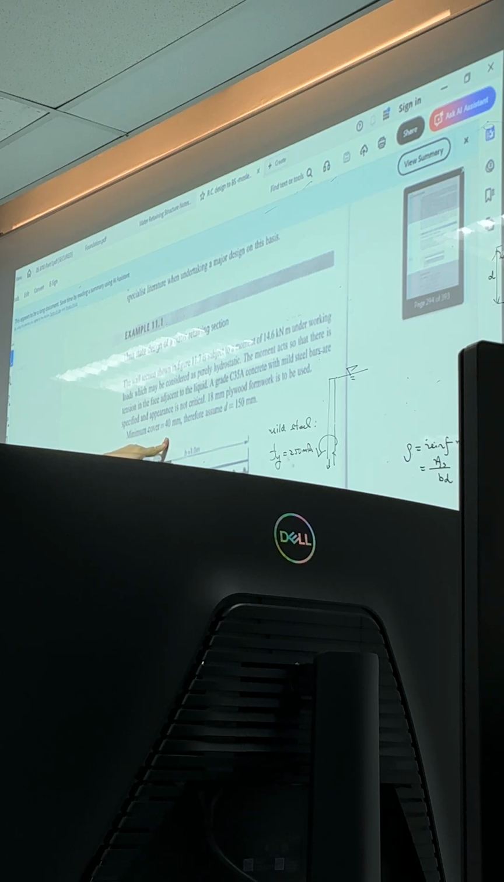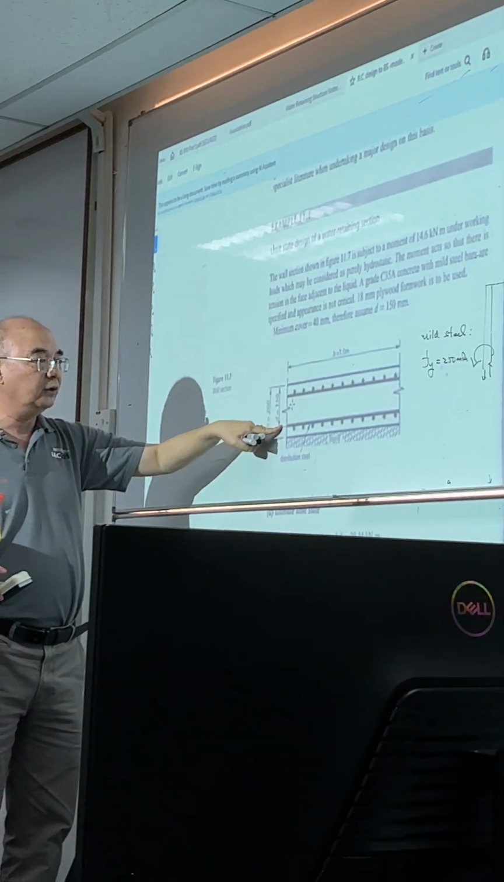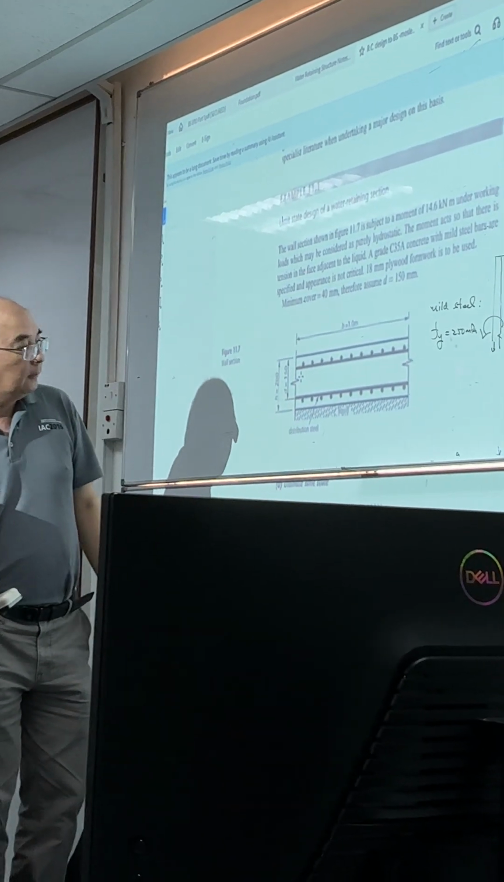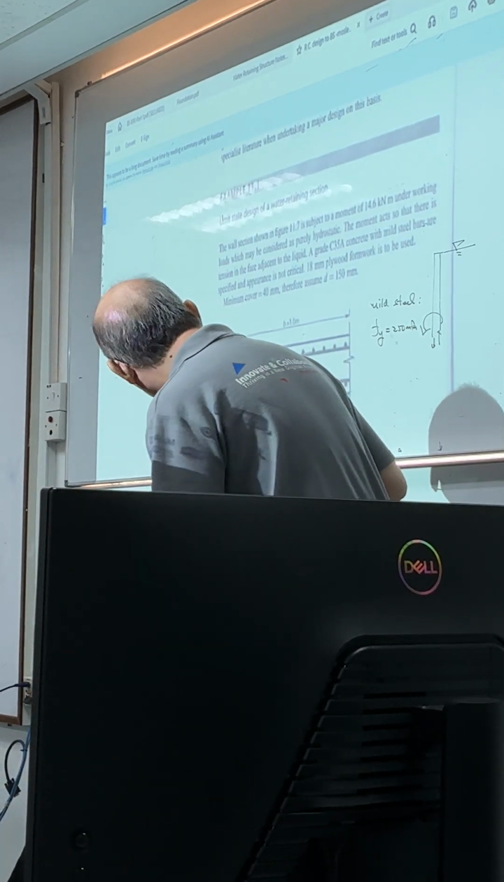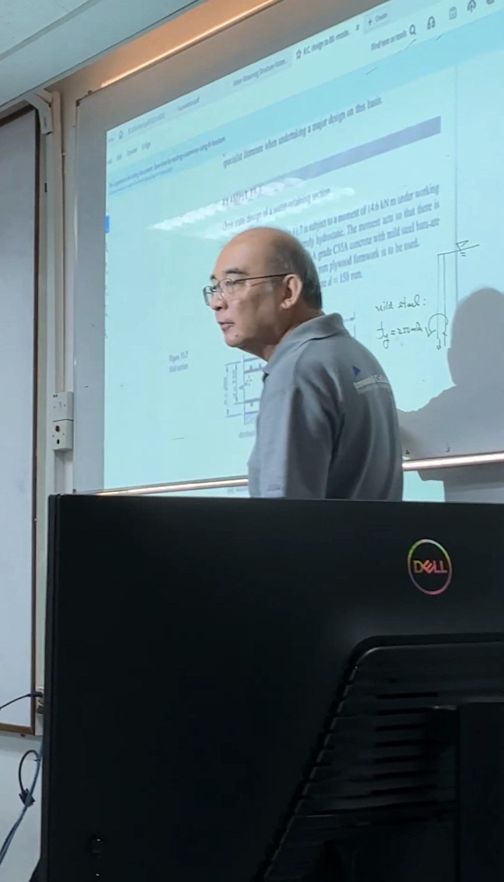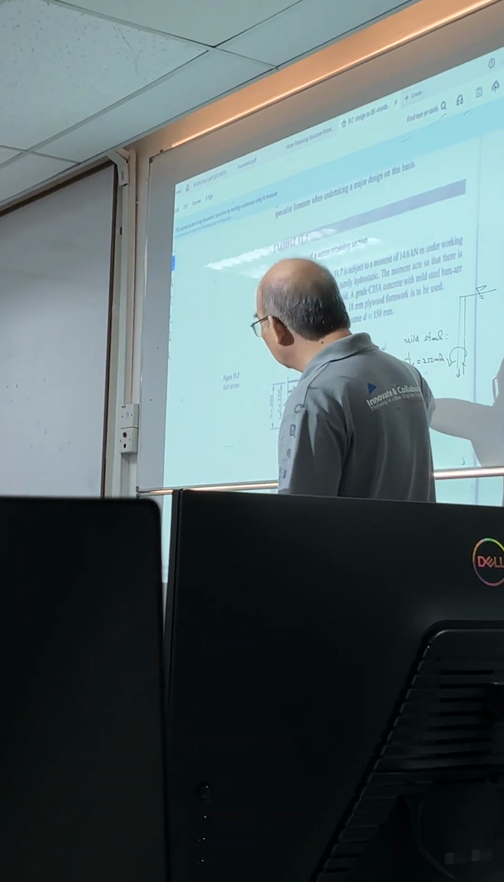First assume D is equal to 150. So the thickness is 200. This time I've shown the wall. The D is 150. And I think this is a liquid face. So that means the moment is like this. This is the tension.